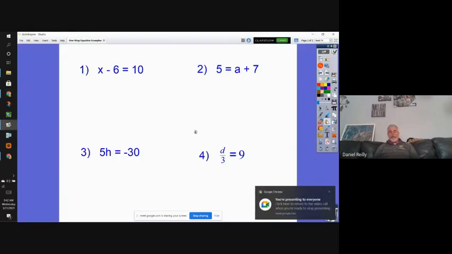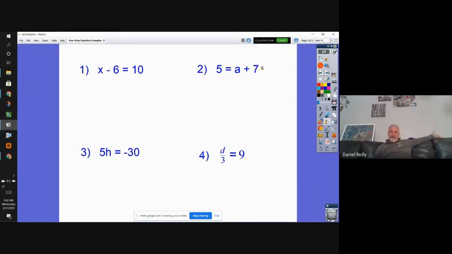So here are 4 different equations, okay? And each one has a different thing, a different operation that is kind of in the way of having the variable all by itself. Your goal in solving equations is to get the variable all by itself on one side of the equal sign, and then on the other side of the equal sign should just be a number that tells you what the answer is, then what that variable must be equal to.